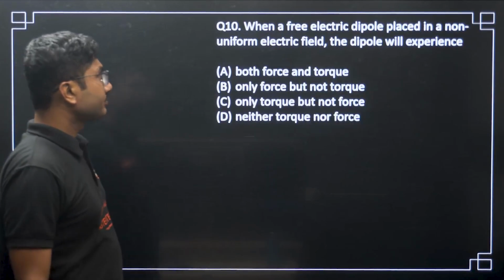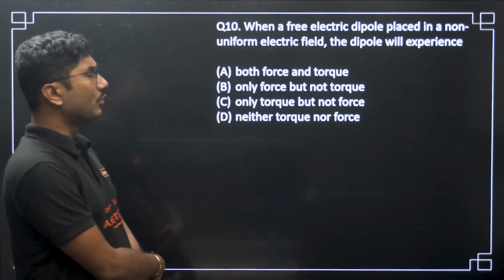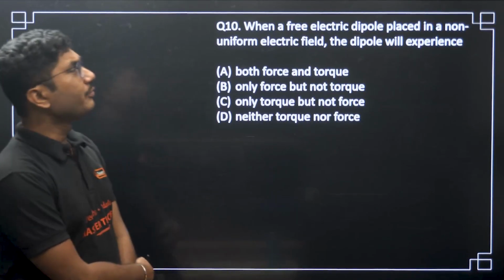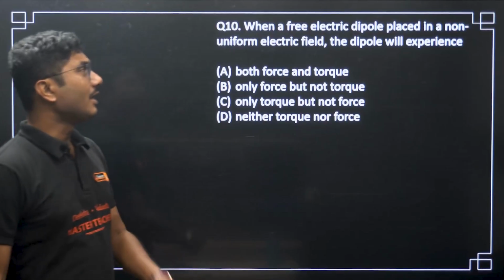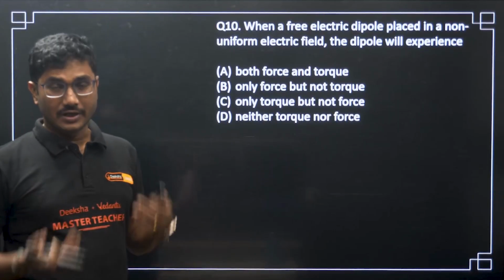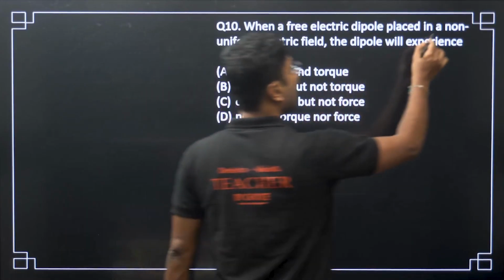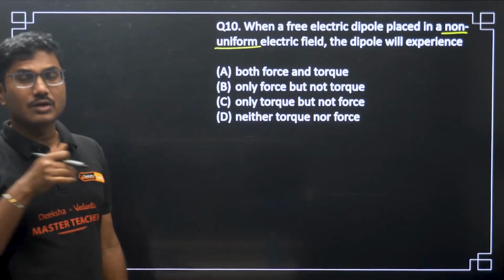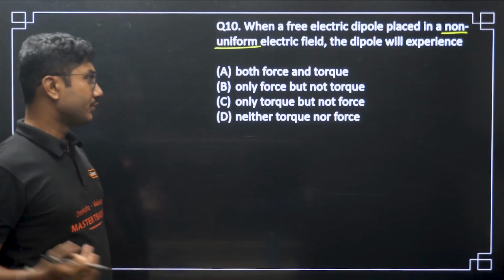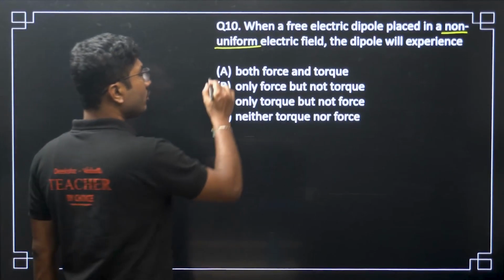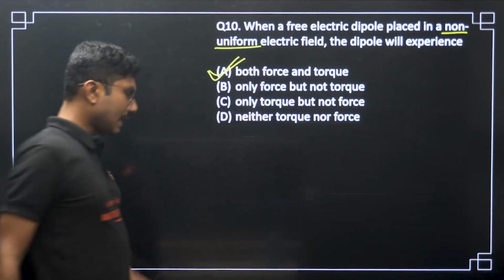When a free electric dipole is placed in a uniform electric field, the dipole will experience... So when a free electric dipole is placed in a non-uniform electric field, non-uniform, very important point to remember, it will experience a torque as well as a force. It will experience a torque as well as a force. So both force and torque is the correct answer.